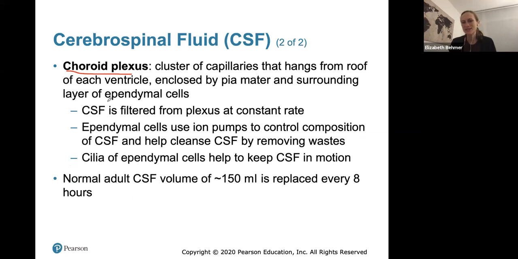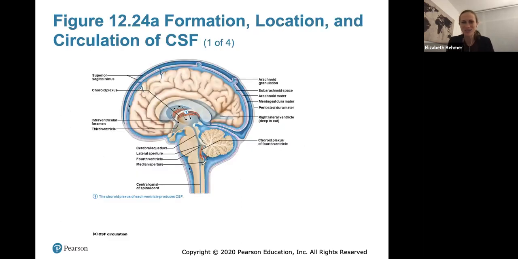And the choroid plexus is what is creating the cerebrospinal fluid. So the cerebrospinal fluid is filtered from the plexus, and then you have cilia of the ependymal cells. Remember, the ependymal cells are what line those ventricles. The cilia keep the cerebrospinal fluid in motion. And you can see here that our normal cerebrospinal fluid volume is replaced about every 8 hours, which is interesting.